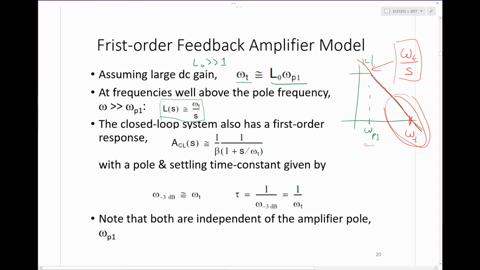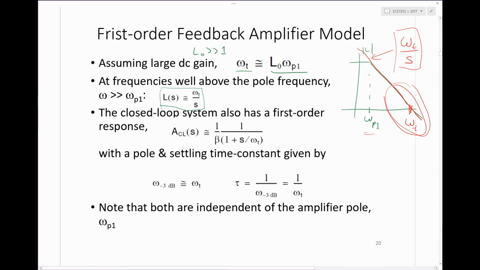It seems a little strange to use an integrator, but the way to think about it is that the only place the integrator model and the real model are different is at really, really low frequencies, where everything's kind of fine and dandy anyway. Everything's pretty ideal, so we don't care too much. So when you make that substitution, you get this nice simple response. Remember, this is 1 over beta, L over 1 plus L. When you substitute in the integrator here, you multiply the top and bottom by s over omega t, and you end up with this really simple first order response.